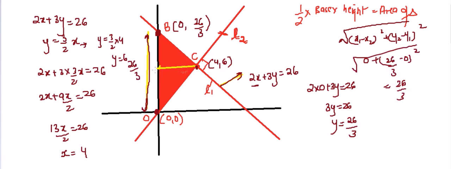Only remaining is this height. And this height we know because this is y-axis. So all the points on y-axis are 0 for x. So all the x's are 0 on y-axis. So the distance between these two is definitely 4. Or if you see it as a rectangle.